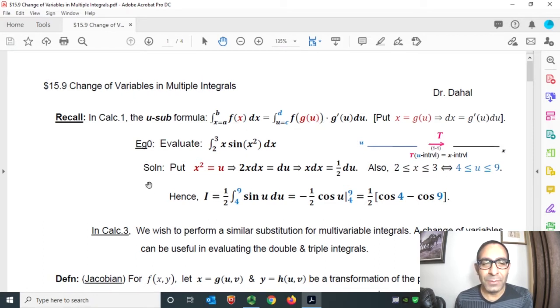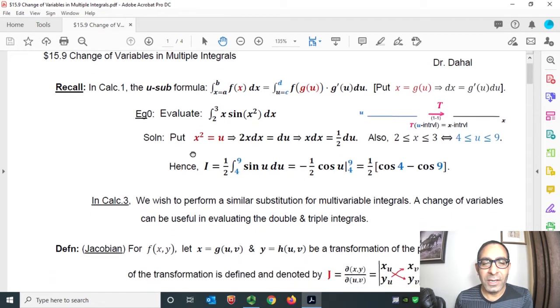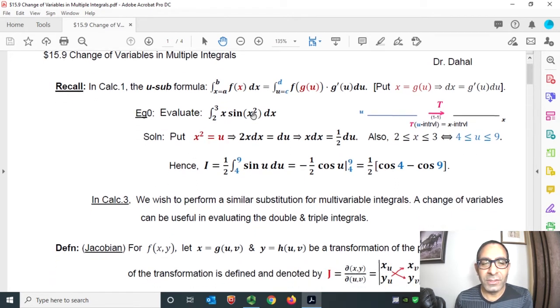So quick example, let's evaluate the integral of x times sine of x squared, x equals 2 to 3. So solution, put x equals a function of u. So here x squared equals u, then take its derivative. Then it turns out that after simplifying, we have x times dx equals 1/2 du.